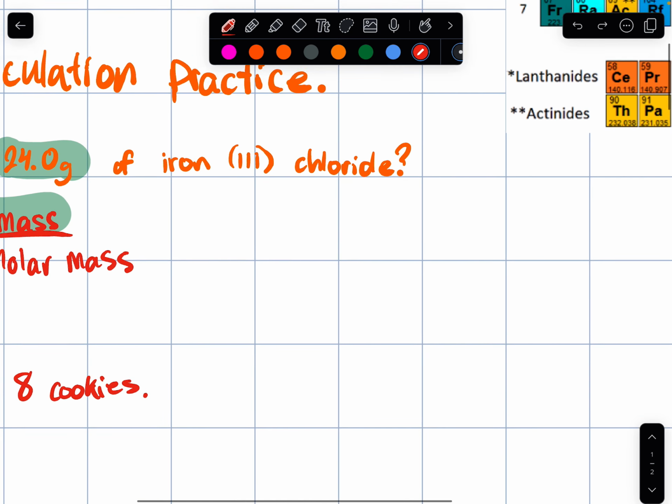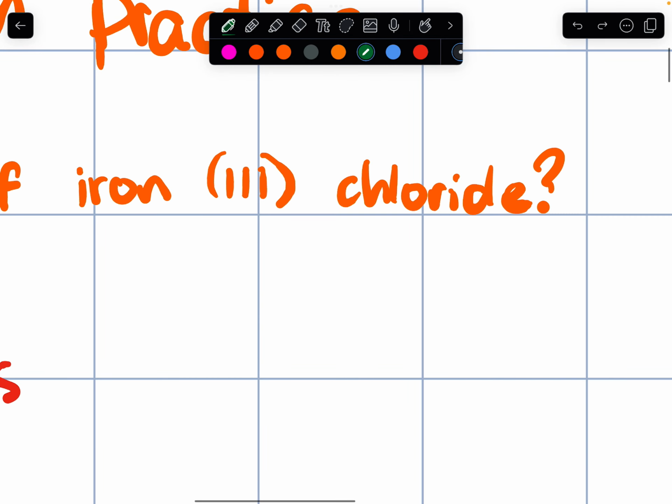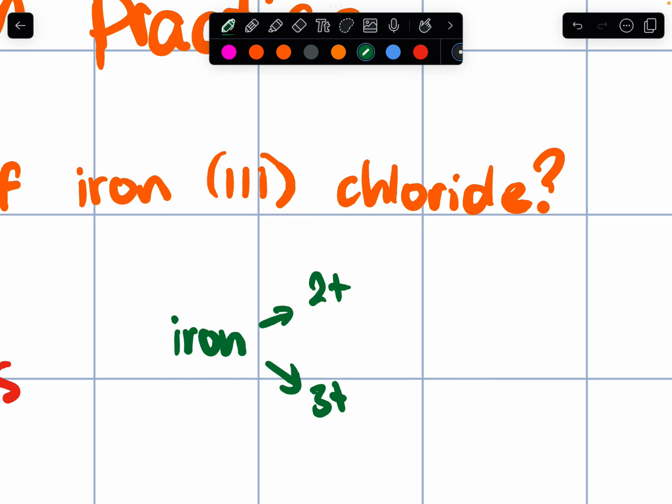So first off, iron 3. You said that this 3 or the 2 confuses you, like you don't get what it means. So iron can actually take 2 different charges. It can either be 2 plus or it can be 3 plus.